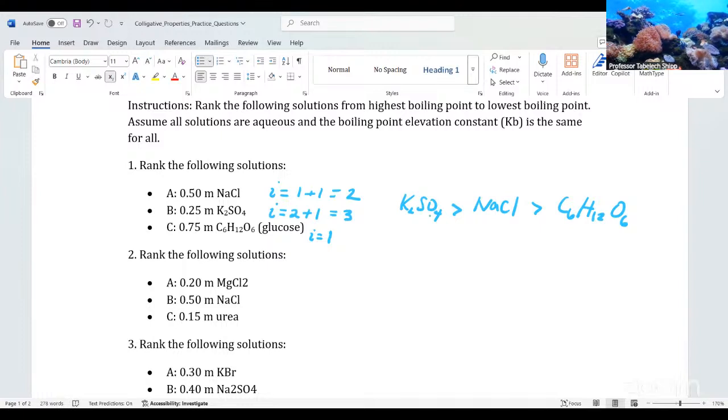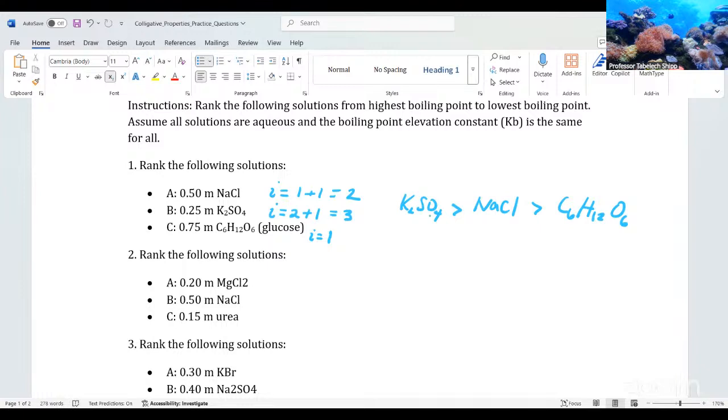Now, why does this matter? Well, the stronger the effect it has on things, like breaking apart, it tends to affect the boiling point, the freezing point, and the osmotic pressure. So it's like adding more solutes to the process of your solution.